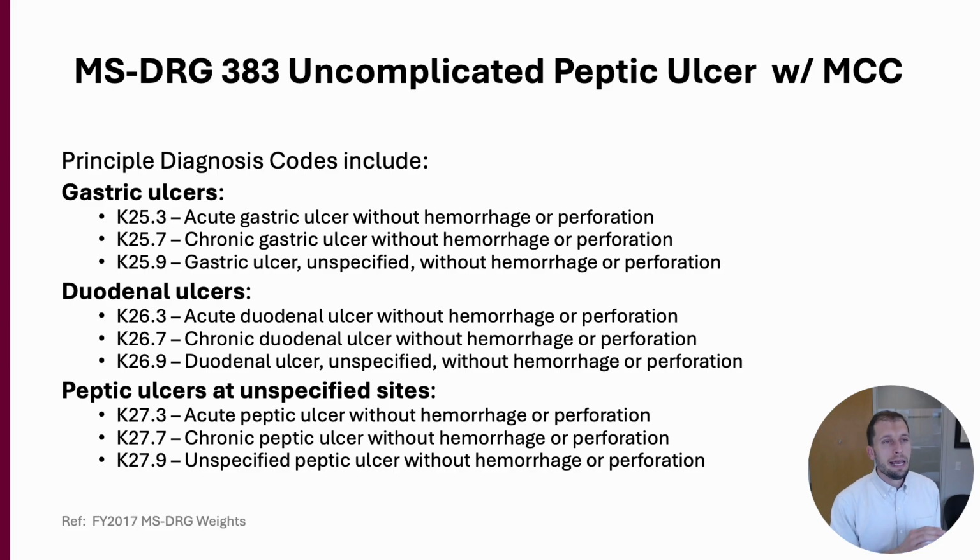Okay, so let's look at MSDRG 383, an uncomplicated peptic ulcer with major complications or comorbidities. Okay, so that's going to make it a little bit different. Okay, so the principal diagnosis codes could be some different types of ulcers, maybe the acute, chronic, gastric, duodenal, the location can vary. So we can see that with this DRG, or this diagnosis related group, the care from a billing perspective of a lot of different things is pretty similar.